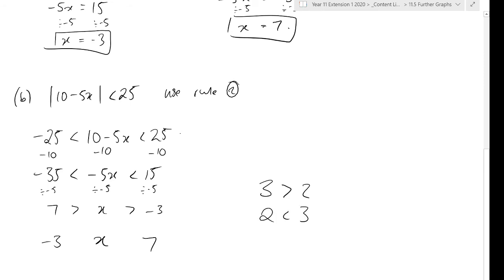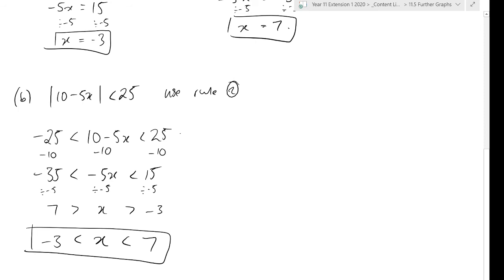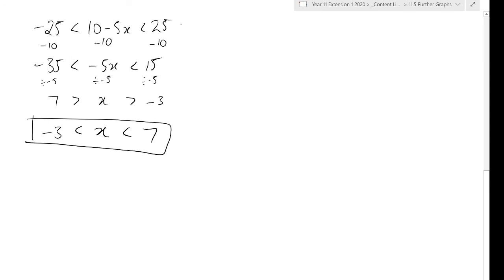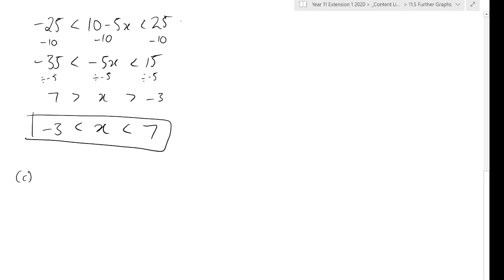So if we swap them around, we also swap the signs around and we get negative 3 is less than x, which is less than 7. Or in other words, x is between negative 3 and 7. Now, I personally find solving them algebraically a lot easier than sketching these things, but it's up to you. You can use either way to do it.